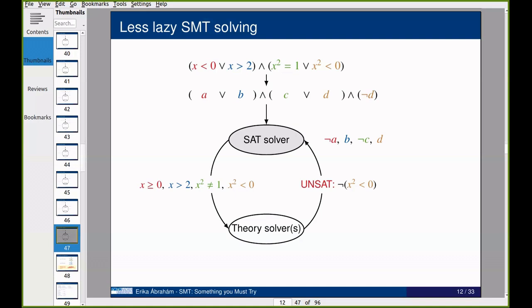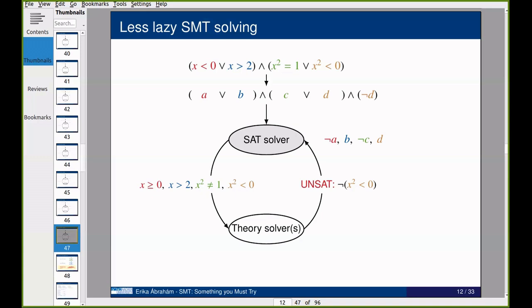And then it continues. So this is the idea of lazy or less lazy SMT solving, and it will terminate because there are finitely many Boolean solutions for the abstractions. So at some point, this search will terminate. This is the technique how most SMT solvers work.